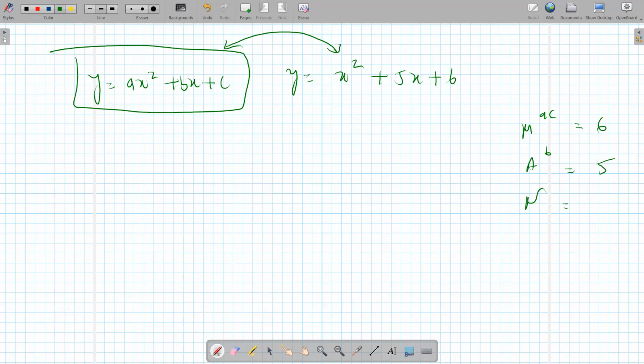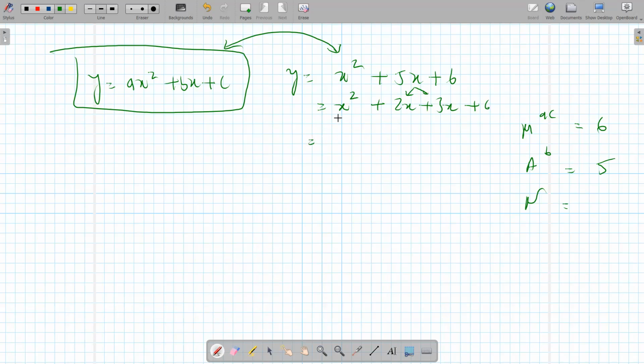What are the numbers? Multiplies to 6, adds up to 5. Well, there's only two things that multiply. Yeah, 2 and 3, right? So once you have those numbers, we are going to break down the 5x into 2x plus 3x, right? 5x became 2x plus 3x.